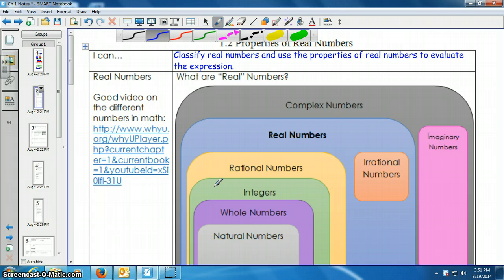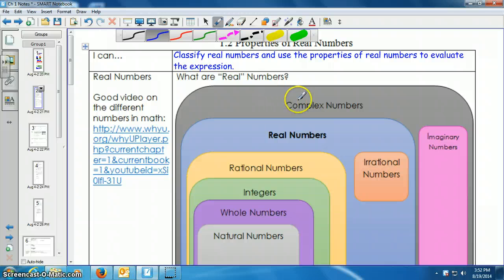There's a couple of fun videos you can watch. This one doesn't specify these different categories, but it's fun. There's another one listed on my website under resources that's a fun song that will get stuck in your head and help you. So let's start with complex numbers.